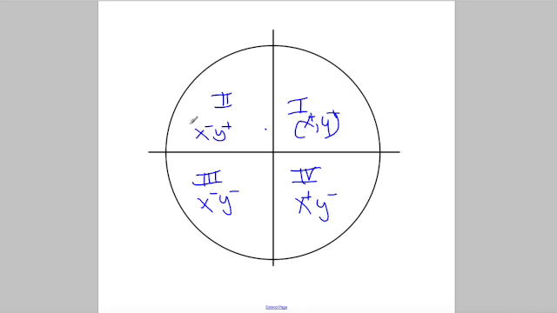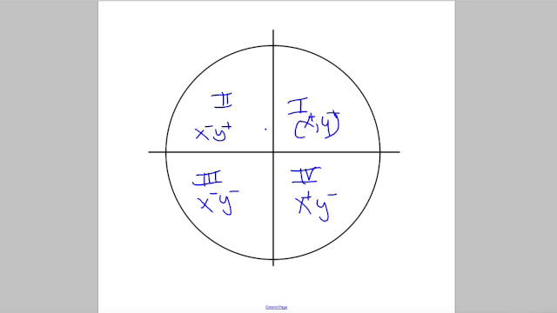Okay, now what does that mean? This means, for example, if I just look at my cosine, it is positive here, but it's negative here. It's negative here, and it's positive here, right? In the first quadrant, my sine is positive. In the second quadrant, it's also positive. In the third quadrant, my sine is negative. And in the fourth quadrant, it's also negative.